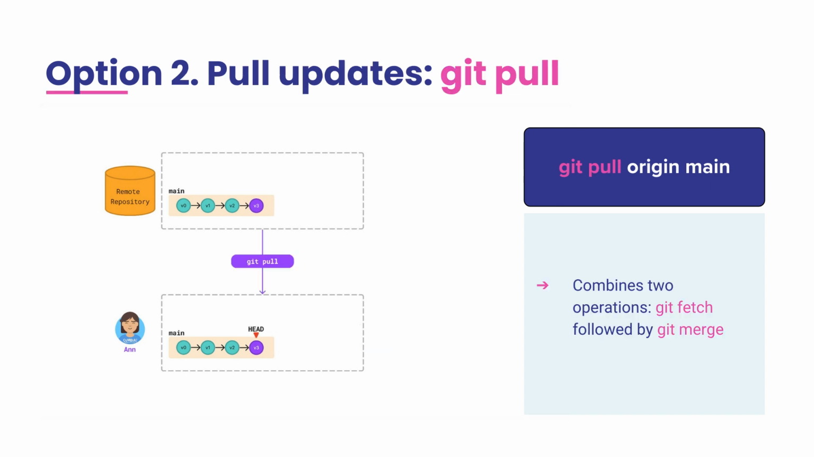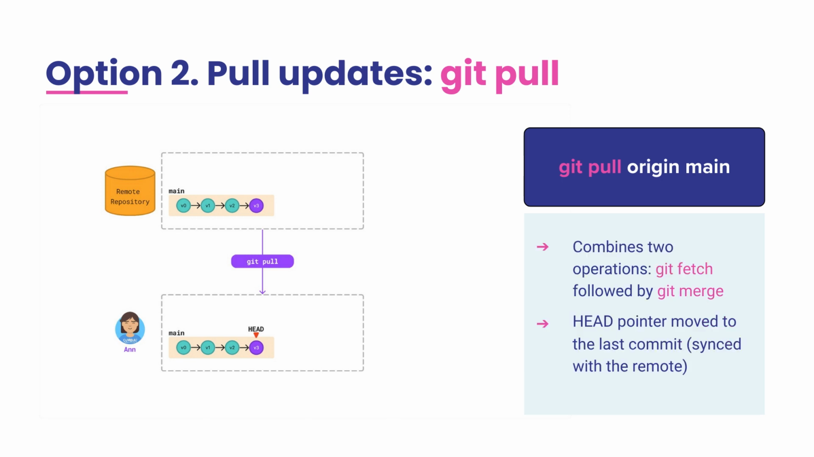Second option. Anne uses the git pull command to combine two operations, git fetch followed by git merge. It retrieves the latest changes from the remote repository and automatically merges them into your local branch. The head pointer will be moved to the last commit, ensuring that your local branch is synced with the remote branch.